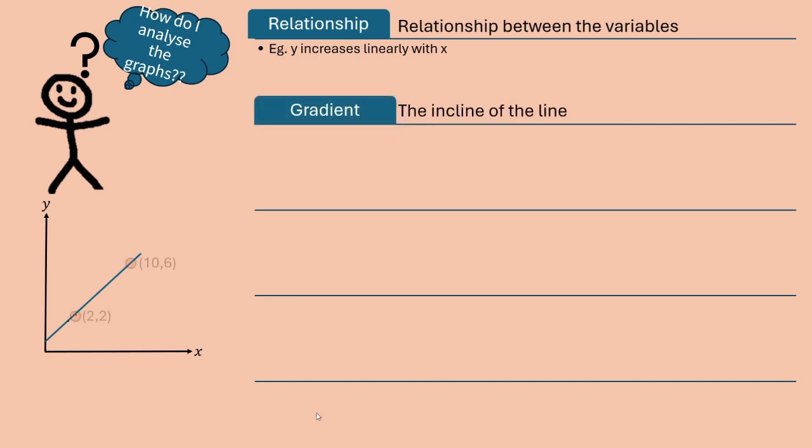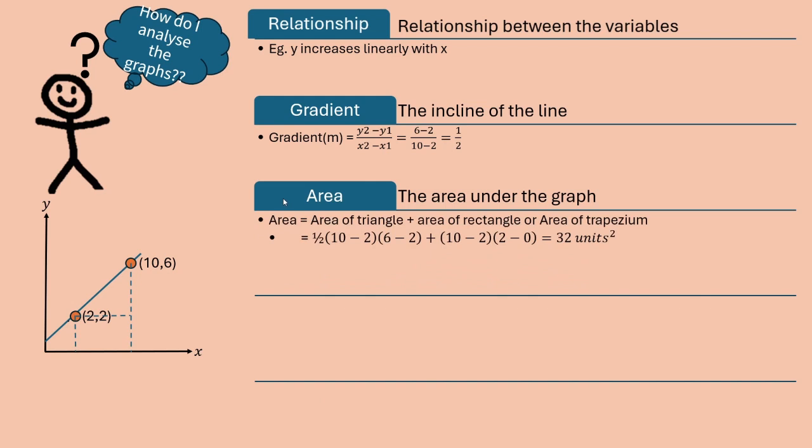Next, gradient, the incline of the line. By looking here, we have 2 points, (2, 2) and (10, 6). By using the gradient formula, y2 minus y1 over x2 minus x1, we will get that its gradient is 1 over 2.